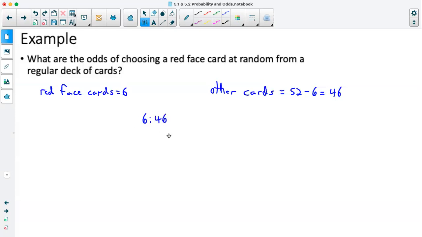Now, with odds, we always want to reduce to lowest terms if we can. So if there's anything we can divide out of both sides, we'll do that. Both of these are even numbers, so we know we can divide each side by 2. So the odds of choosing a red face card at random from a regular deck of cards is 3 to 23. So for every 3 times it works, it'll be 23 times it doesn't.